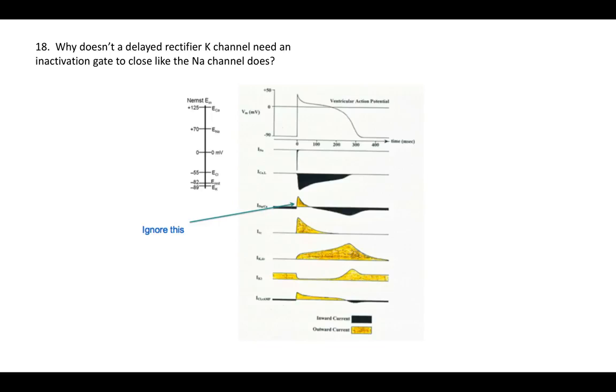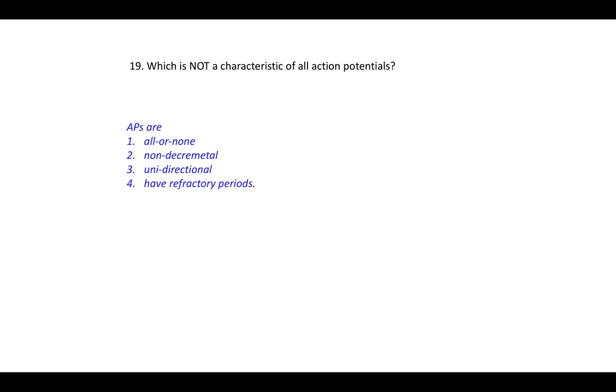So that's why you don't need an inactivation gate. Unlike a sodium channel, which would never close unless you had an inactivation gate. Because sodium tends to make the voltage go up, it doesn't tend to make the voltage go down, so it wouldn't close itself. The inactivation gate has to inactivate it.